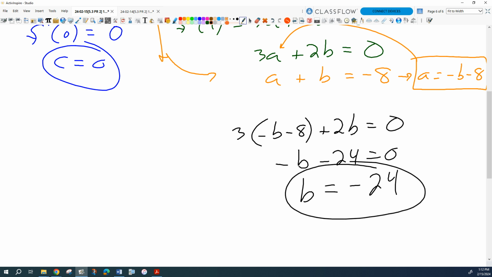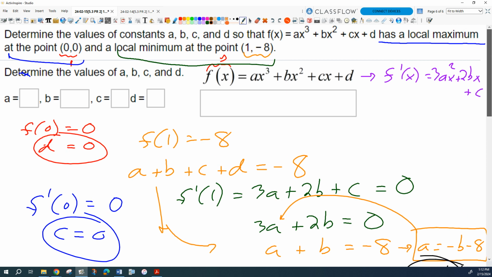Okay, which means a equals 24 minus 8, 16. Yay. We got it. We did that polynomial really fast. That wasn't as scary as I thought it was. So our polynomial is, let's just check.